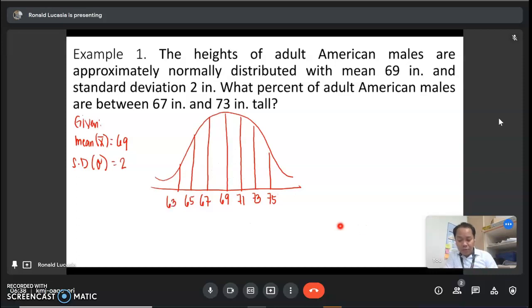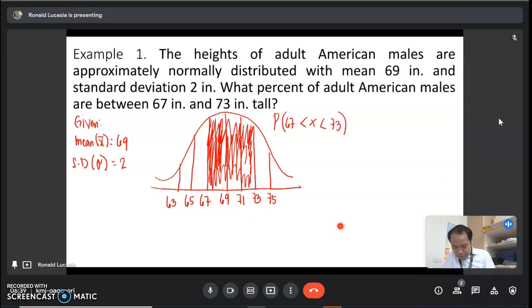The question is, what percent of the adult males are between 67 and 73? So we're looking for this part, 67 up to 73. The shaded part, that's the question. So the percent we have, let's say X greater than 67 but less than 73. We know that this part is one standard deviation above the mean, this is one standard deviation below the mean, and this is 13.5. So this is 34%, this is another 34%, and you have the 13.5%.